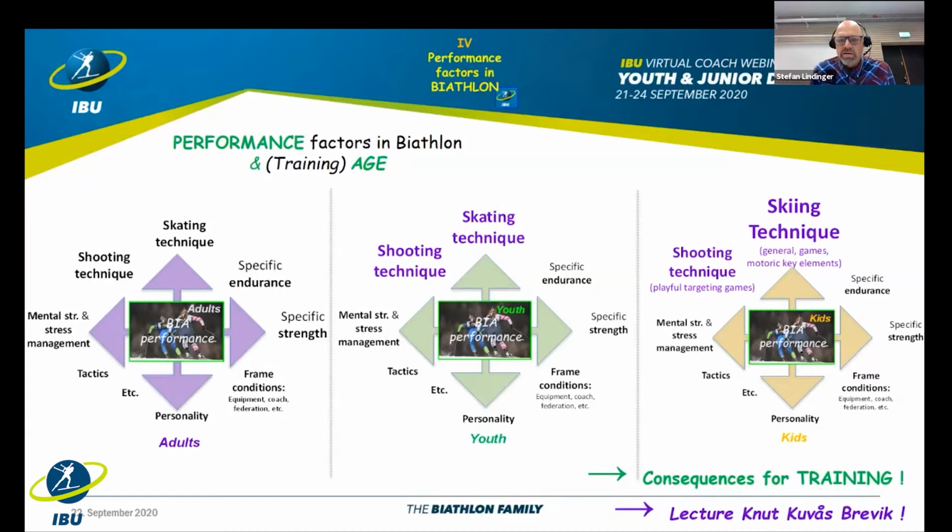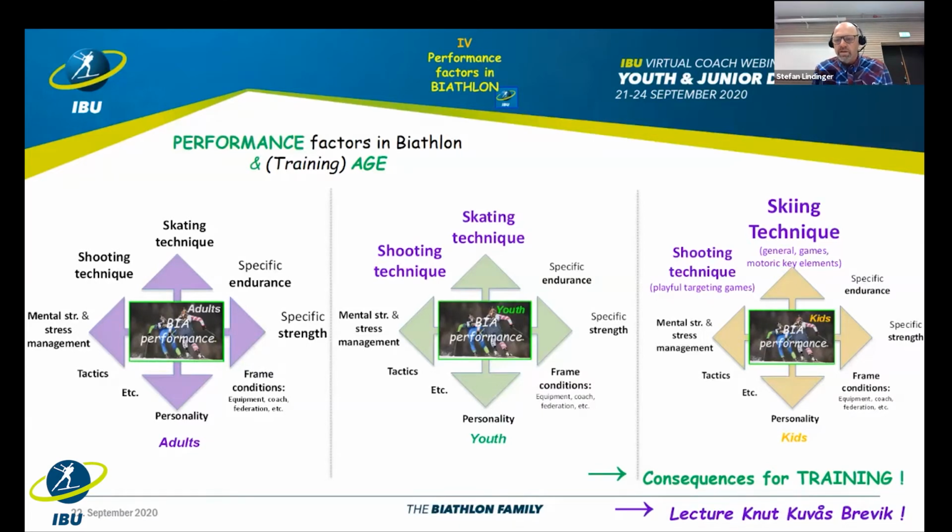In shooting, yeah, I mean specific shooting maybe not, but playful targeting games. So different ways, different games where you have to target and so on and so on. So that's pretty clear.